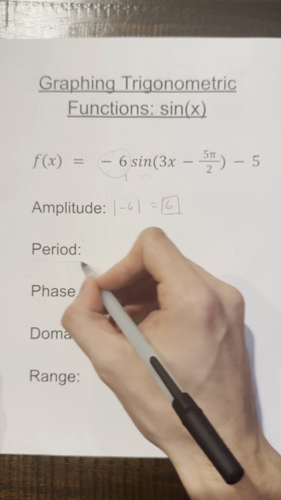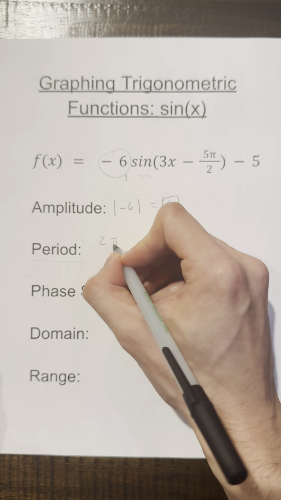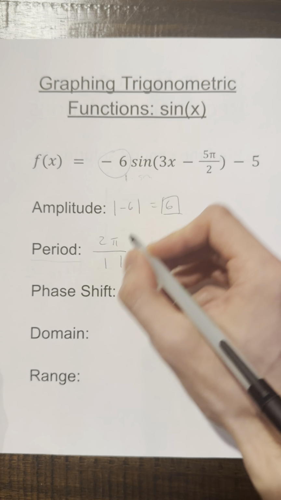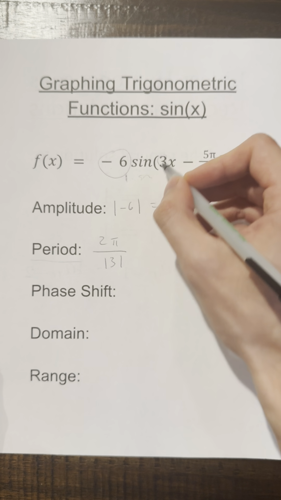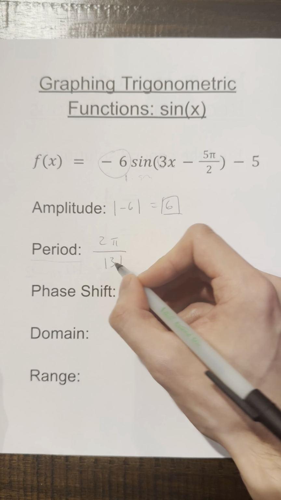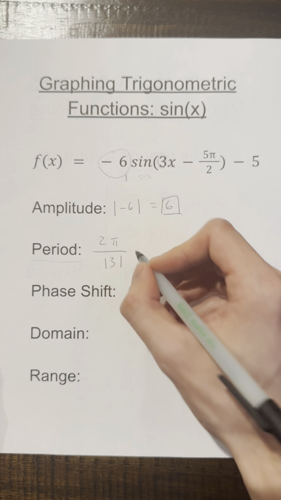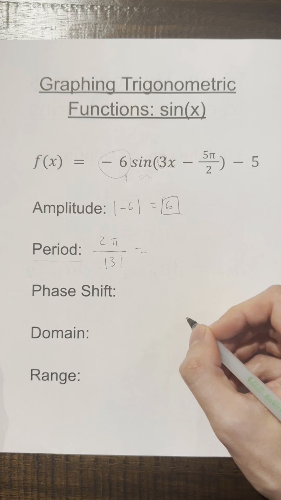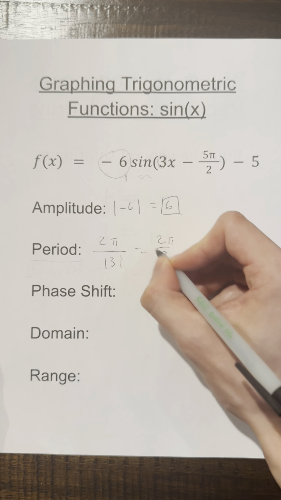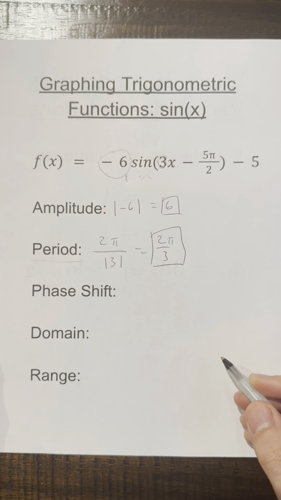Okay, how about the period? The period is 2 pi over the absolute value of this number. And if there's no number in front of x, you could just put 1 here. Okay, so what's the absolute value of 3? That's just 3. This is your answer.